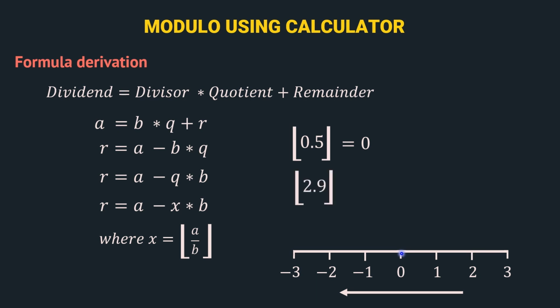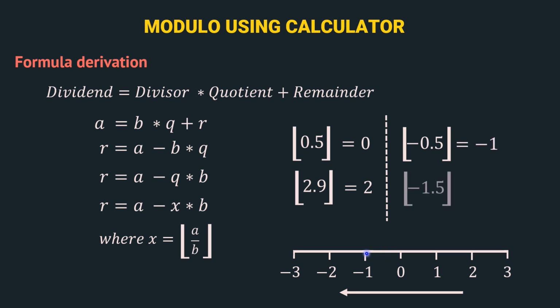The next example is the floor of 2.9. So 2.9 comes somewhere around here. So we go to the left, so it is 2. So floor of 2.9 is 2. Let's take some negative numbers. Let's have floor of minus 0.5. So minus 0.5 is somewhere around here and we go to the left, so it is minus 1. The next example is minus 1.5. So minus 1.5 comes here and we go to the left, so it is minus 2.